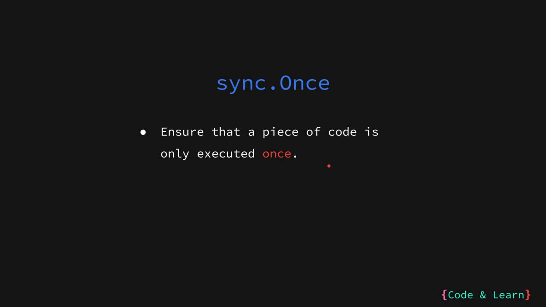Sync.Once is a synchronization primitive in Go's sync package that ensures a piece of code is executed only once, regardless of how many times the once.Do method is called. Sync.Once is thread safe and guarantees exactly one execution.